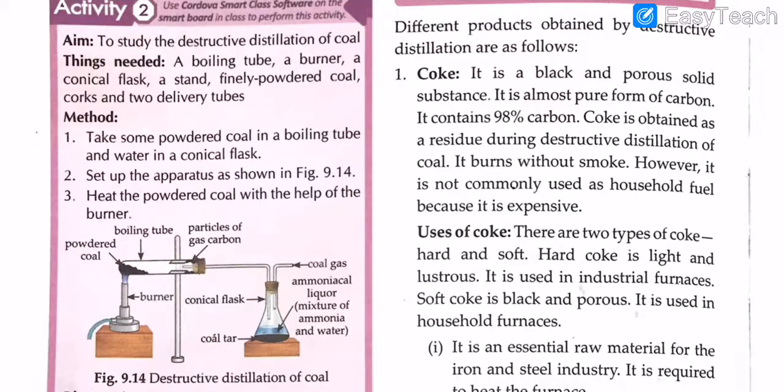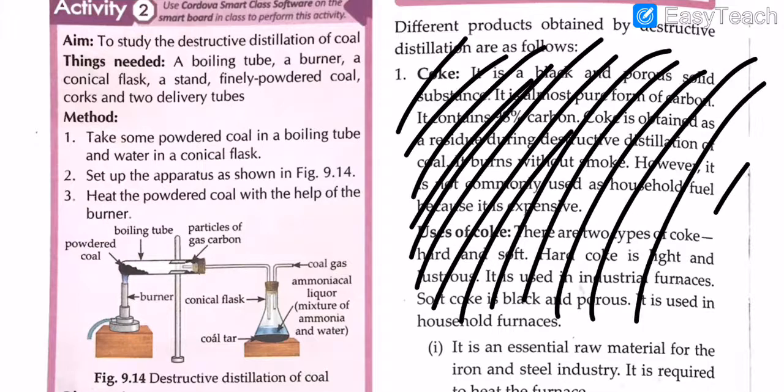So again, let's do a little question and answer session right here. No one will look at their textbook and neither will I. First thing, how does coke look? I think this is easy, right? It's a black and porous solid. It is almost a pure substance of carbon, consisting of 98% carbon. That's right. Then, how is coke obtained? It is obtained by the destructive distillation of coal. It is left behind as the residue in the boiling tube. It burns without smoke. That's right. And it is not used in household fuel because it is very expensive.